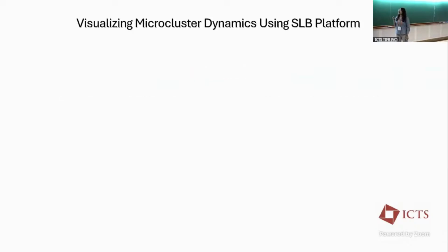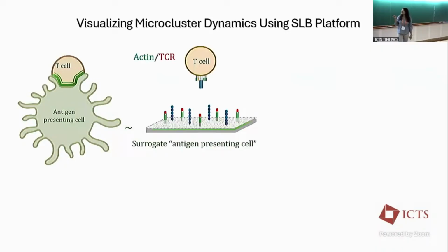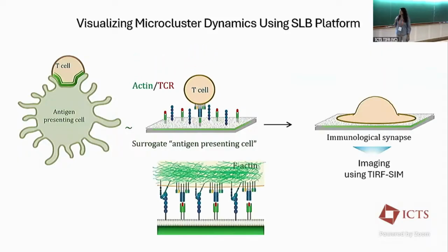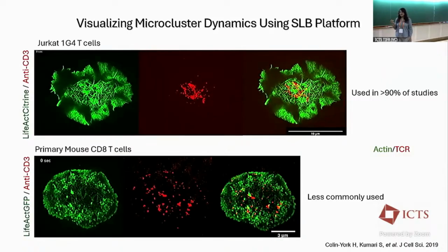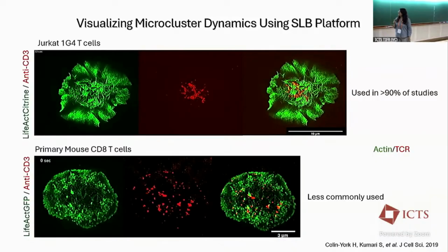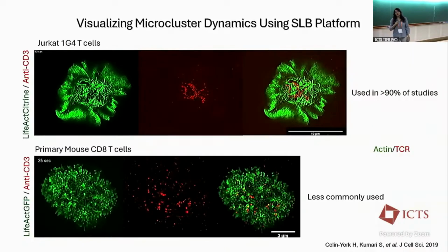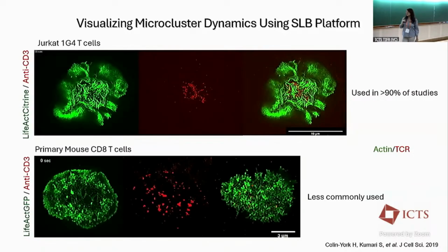Keeping these questions in mind, we observed the immunological synapse in phase view using a supported lipid bilayer. And this time, we used TIRF-SIM microscopy. Now, the advantage of TIRF-SIM is it provides a very high spatial, and most importantly, time resolution. We used two systems of cell. First is the classical Jurkats, where green demarcates actin and red the TCR microclusters. And the second system that we used was the primary mouse T cell, which has been less commonly characterized at this time and resolution before.